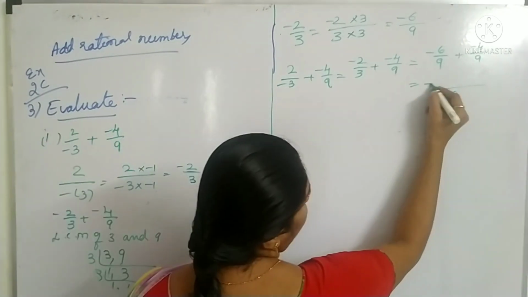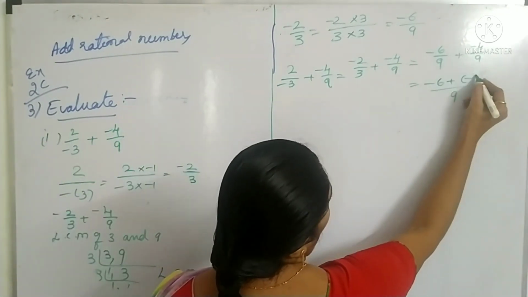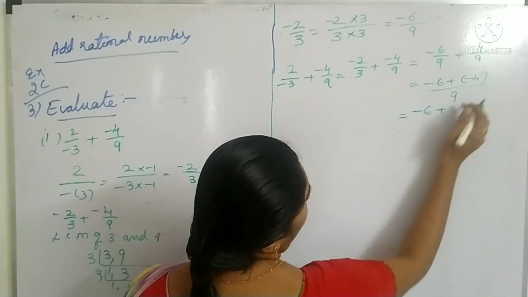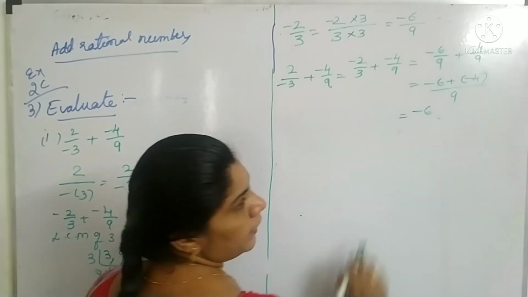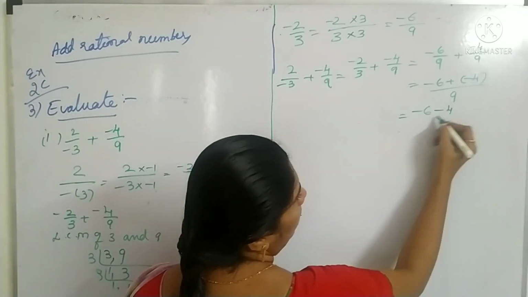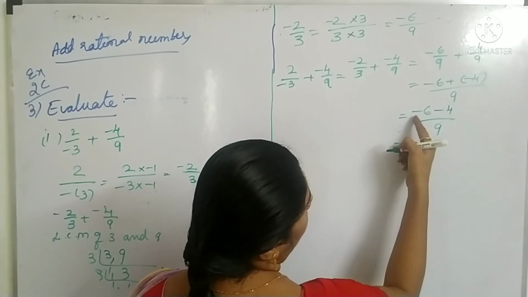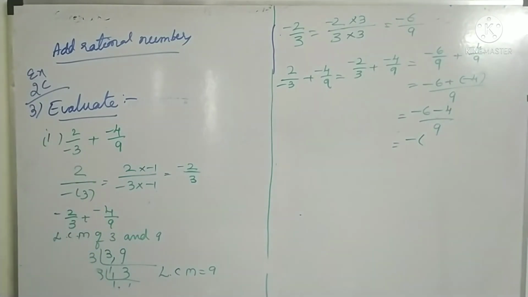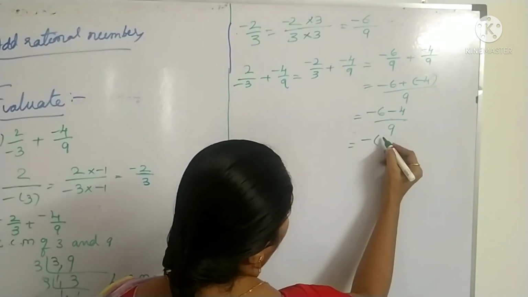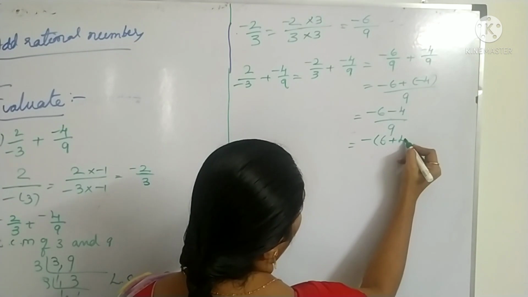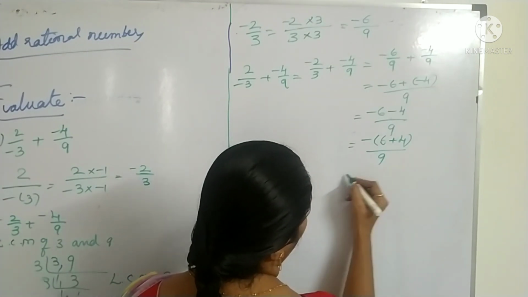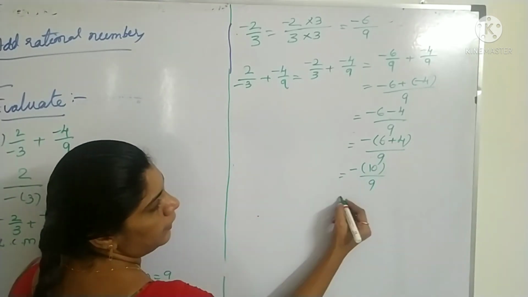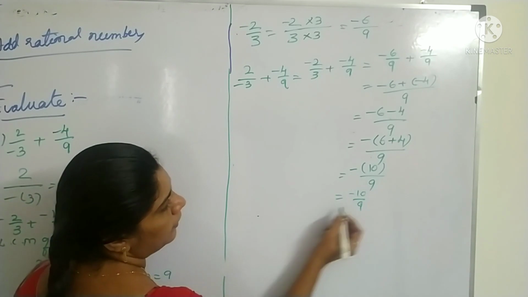Now you can directly add the numerators. Minus 6 plus minus 4 gives minus 4, so minus 6 minus 4 by 9. Minus is common now, so you can take minus out; it converts into plus, and the 4 also becomes plus. Now what do you get? Minus of 6 plus 4, 10 by 9. Your final answer is minus 10 by 9.